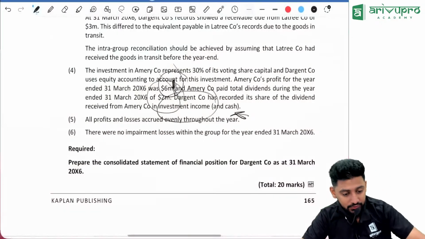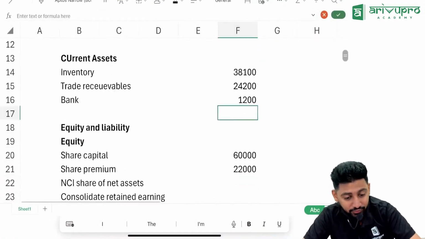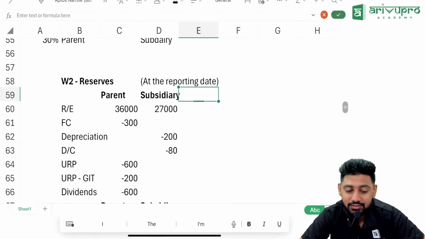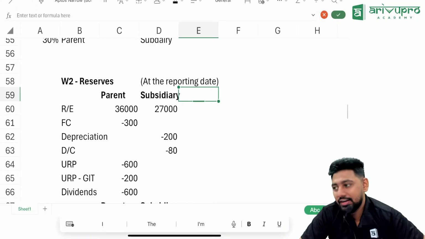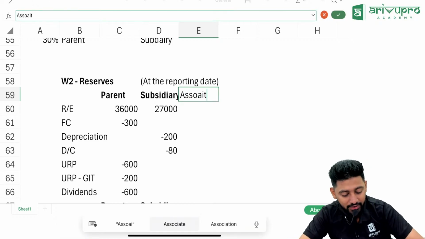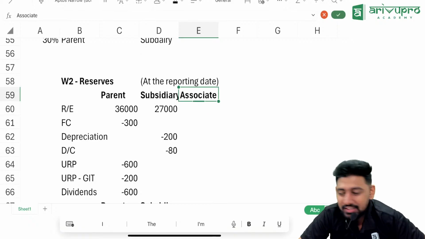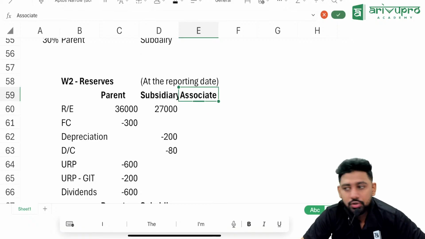At that point, guys, you need to understand that we forgot to take the associate here. Parent, subsidiary and associate. But we know there is no major impact there. They have not given us any details, that's why we ignore. Superb.